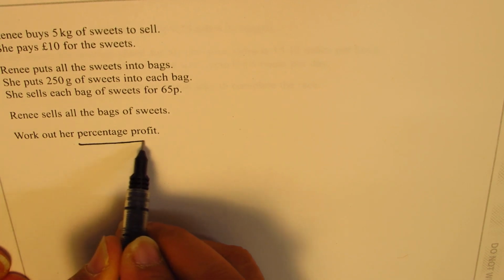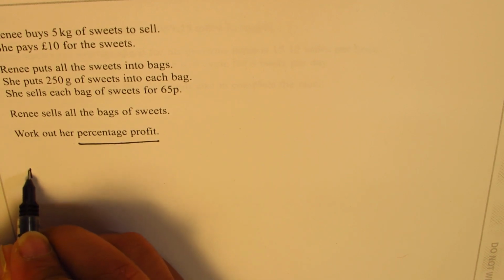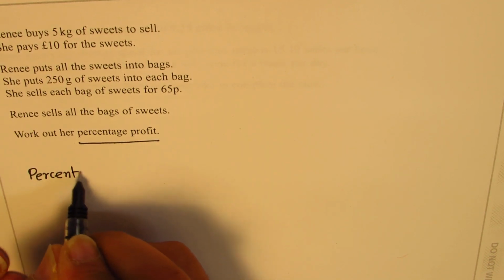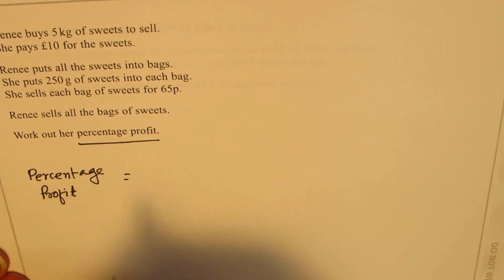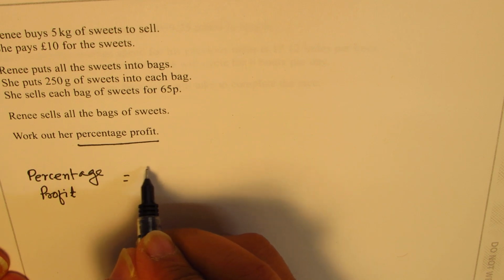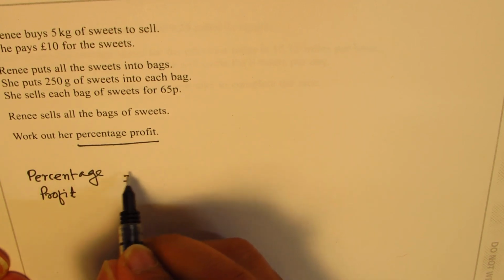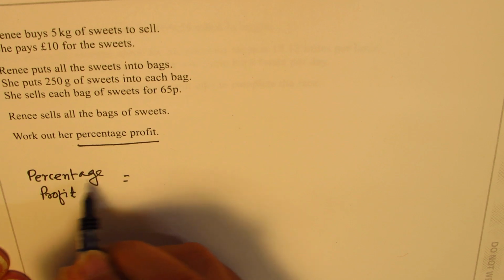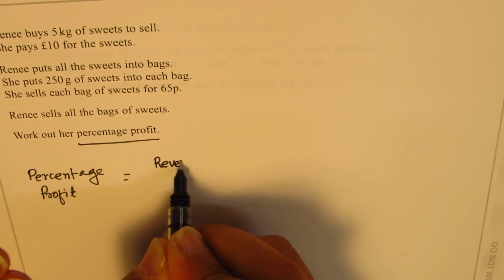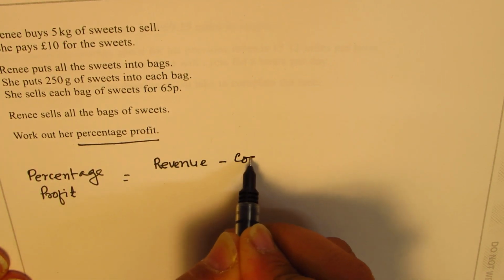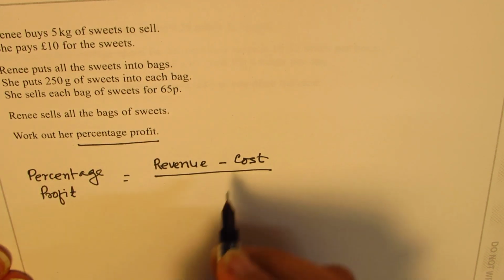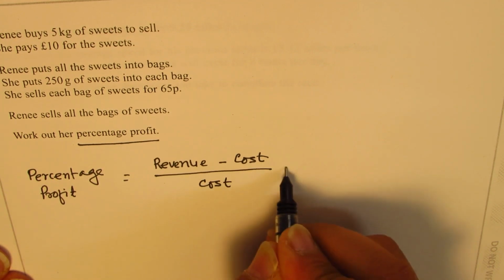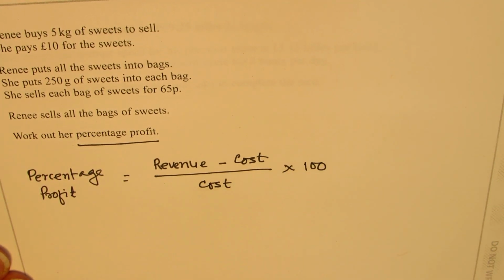So we need to find what is percentage profit. So percentage profit is equal to, you have to find the revenue, right? So first is the profit, right? So profit basically is revenue minus cost, right? Divided by, always the percentage of profit will be on the cost. Cost times 100. Good? So that is how you're going to find the percentage profit.